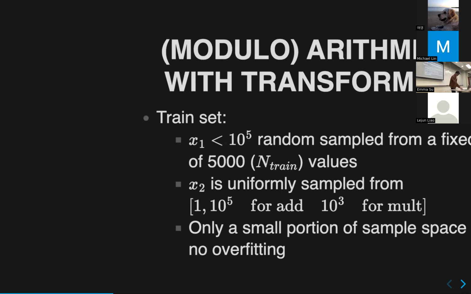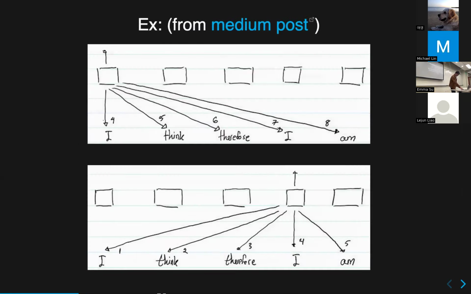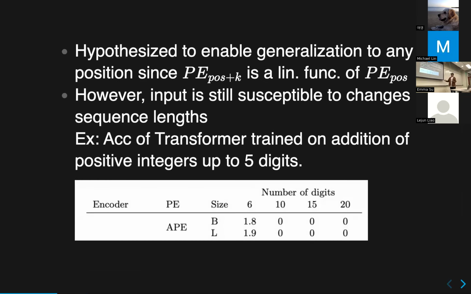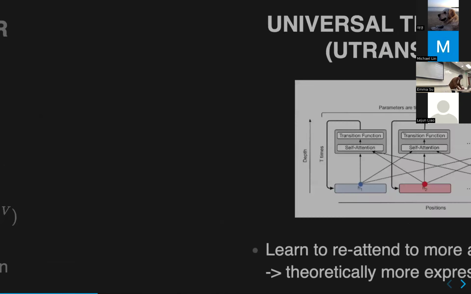So the main problem, as we saw earlier, is that for arithmetic, transformers fail to generalize. In this case, they were trained on addition up to 5 digits. And then we can see that with absolute positional encoding, it slightly generalizes for 6-digit addition and completely fails for anything beyond that. We'll get into more observations, but that's just the motivation for this paper.